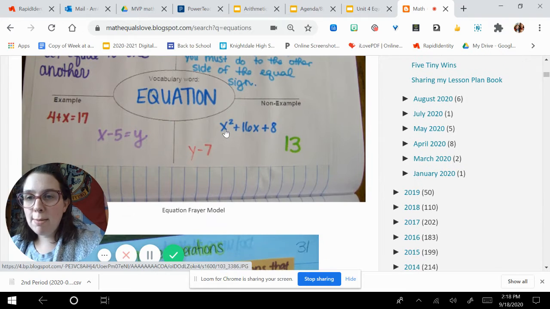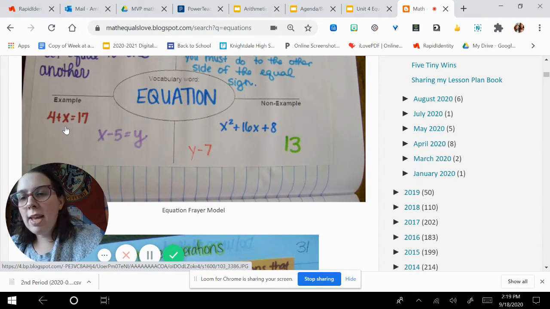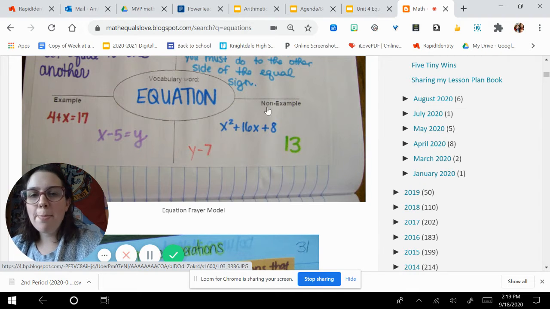So here's some examples. 4x plus 7 equals 17. x minus 5 equals y. You can see here equal sign. It doesn't matter if you have two or more variables or just one variable. We are actually going to be solving equations with more than one variable in the next couple of units, so you'll have practice with that.